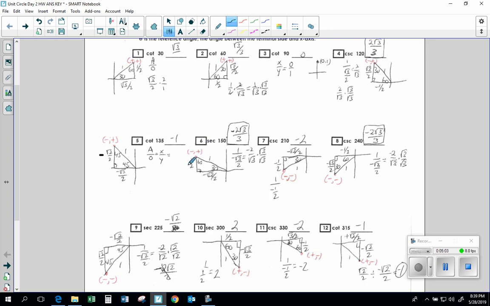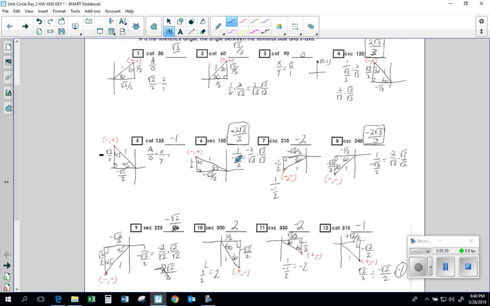Y coordinate is positive. Yes, it is. So my unit circle triangle here is complete. Now I go ahead and do the trig function itself, secant. Secant is the reciprocal of cosine. Remember, cosine is the x-coordinate, so 1 over the x-coordinate. 1 divided by negative root 3 over 2.